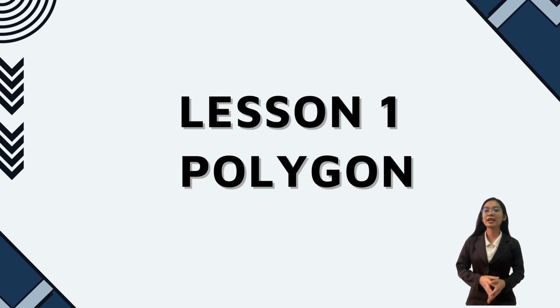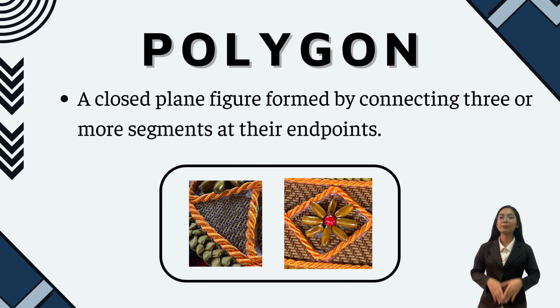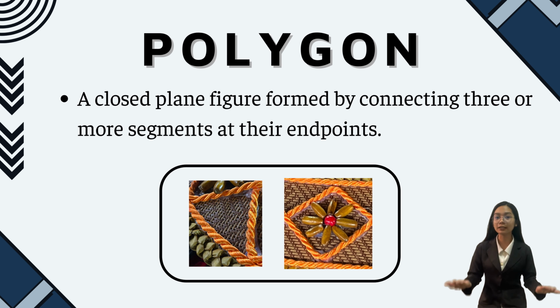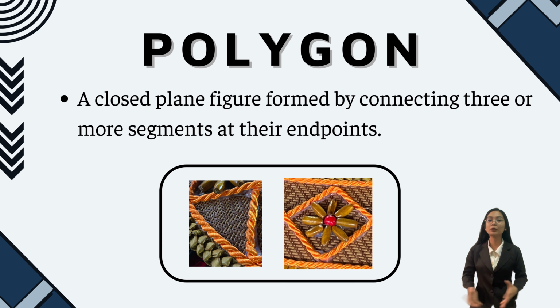Now, class, let's get into our first topic. What is our focus here? Correct. Polygon. Class, do you have any idea what a polygon is? When we say polygon, it is a closed plane figure formed by connecting 3 or more segments at their endpoints. At least how many sides, class, do we need to make a polygon? Correct, 3 or more sides. So, you can see in the image, these are polygons because they follow our definition.